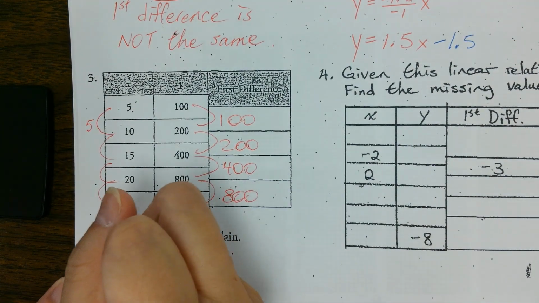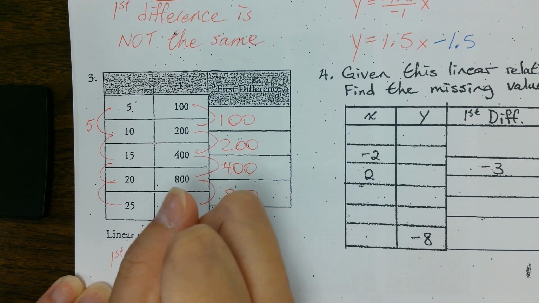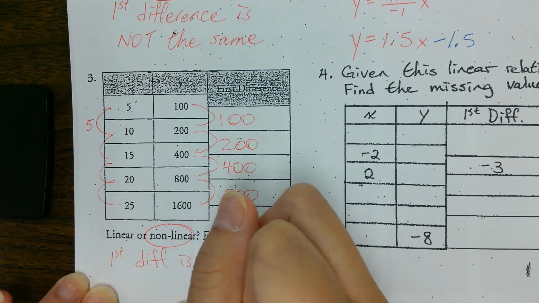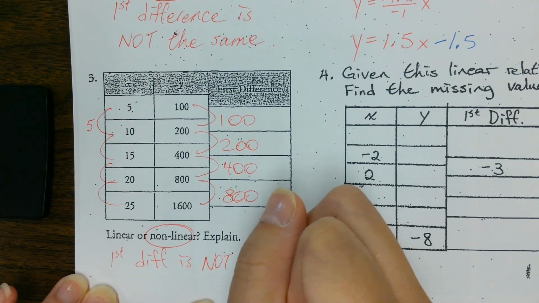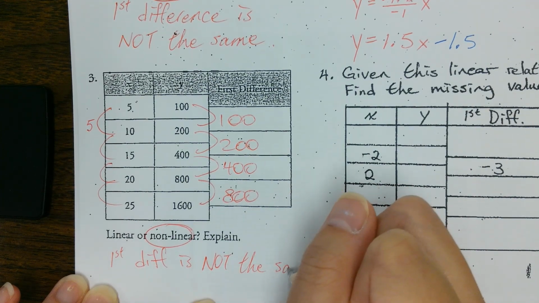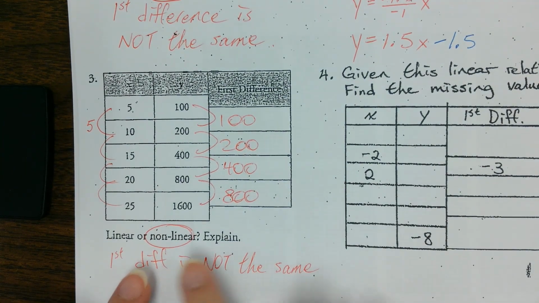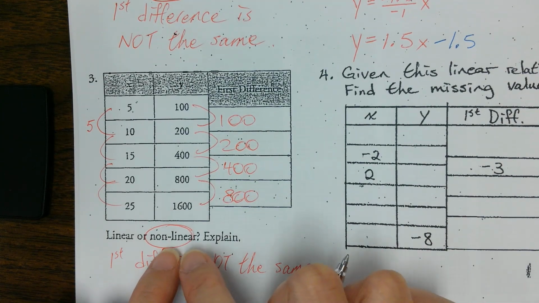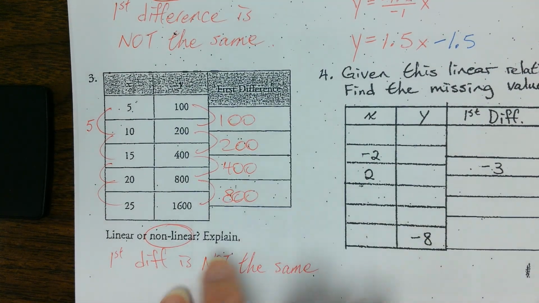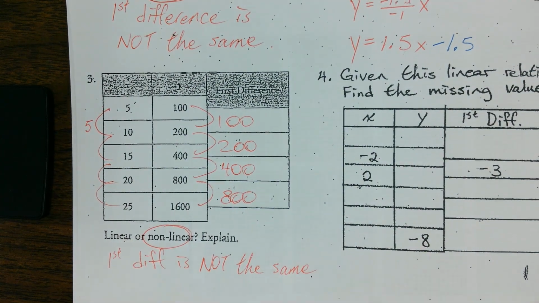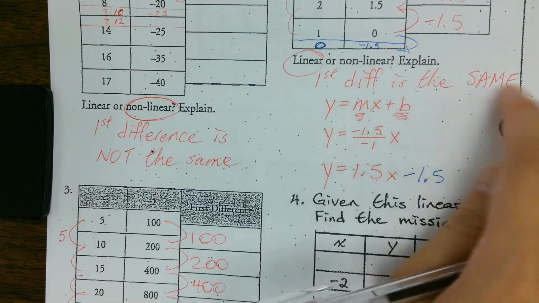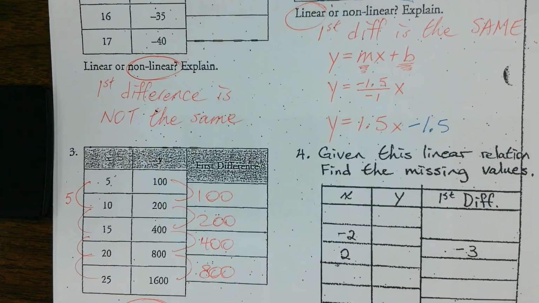Nonlinear. And why? First difference is different. It is not the same. This should be an easy mark on the test. Whenever it asks you, is it linear or nonlinear? Based on your first difference: not the same, nonlinear. First difference is the same, linear. Right? Easy mark on the test.